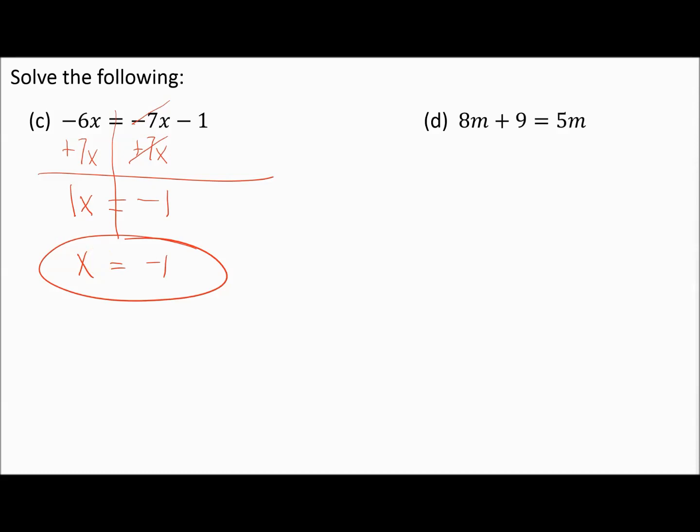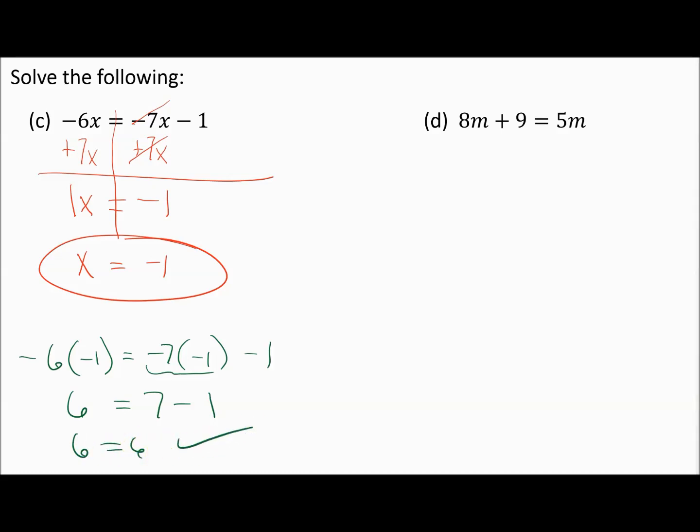Now to check it, I'm going to try to do that in green. So is negative 6 parentheses negative 1 for my x minus 7 parentheses negative 1 for my x again. Are they the same? Well, negative 6 times negative 1 is 6 on the left. On the right, we've got negative 7 times negative 1, which is positive 7 minus 1. Well, sure is. It matches, right?